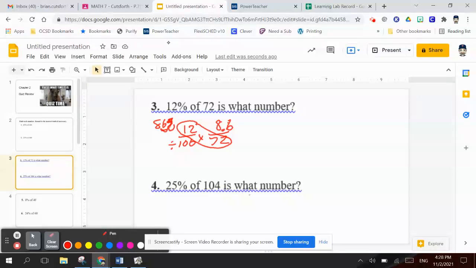Number 4 is 25% of 104 is what number? So 25 over 100. 104 is my total. So I take 104 times 25. I cross multiply it. I get 2,600. I divide that by 100. So I move my decimal 2 places back, which is going to be 26. So remember, you cross multiply opposite denominator times the opposite numerator. Write that number up above and divide by 100 to find that number, which would be, in this case, 26.